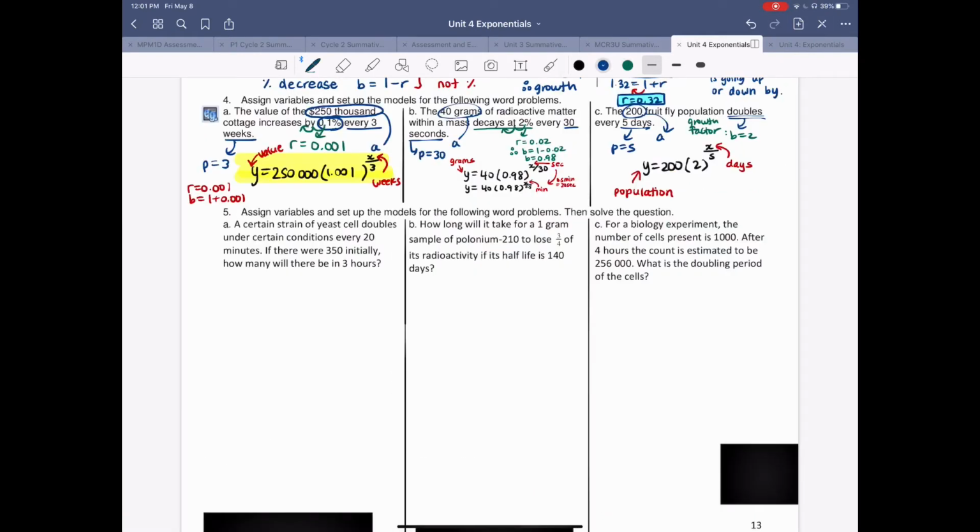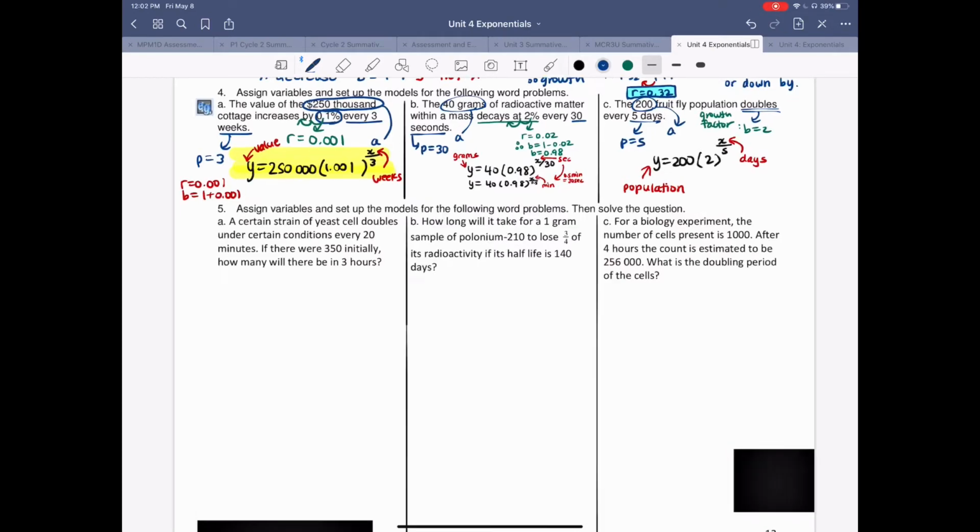Question 5, assign variables and set up the models for the following word problems and solve the question. 5a, a certain strain of yeast cells doubles under certain conditions every 20 minutes. If there were 350 initially, how many will there be in 3 hours? So for question 5, what the difference is, sometimes they're telling you the x and y, and you're trying to solve for that missing variable. So it's not necessarily setting up the equation. You are setting up your equation and maybe solving depending on what the question is asking for.